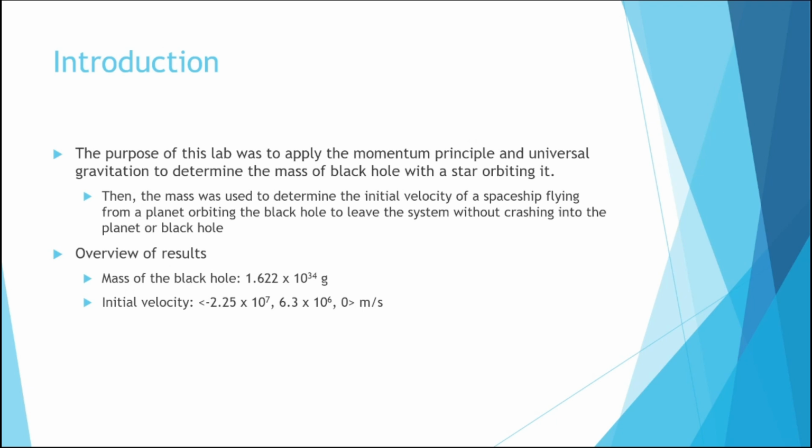An overview of the results is that the mass of the black hole was found to be 1.622 times 10 to the 34 grams, and the initial velocity of the spaceship to escape was negative 2.25 times 10 to the 7th in the x direction and 6.3 times 10 to the 6 meters per second in the y direction.